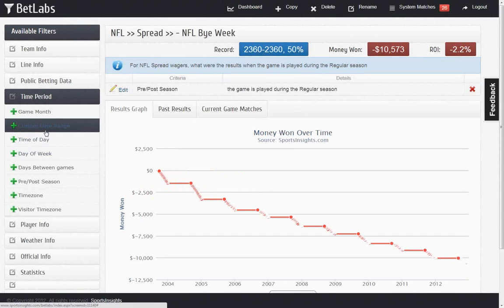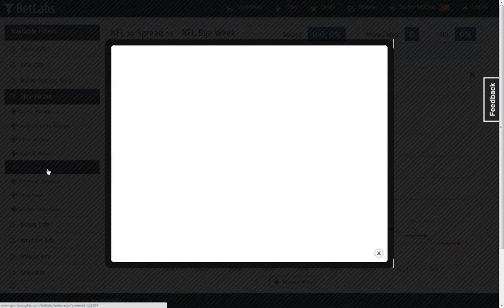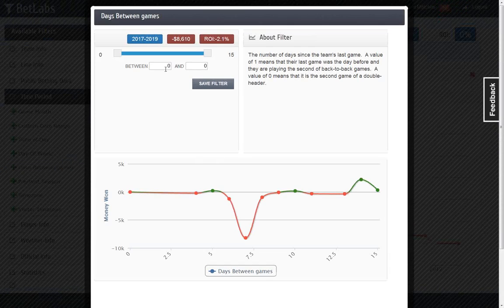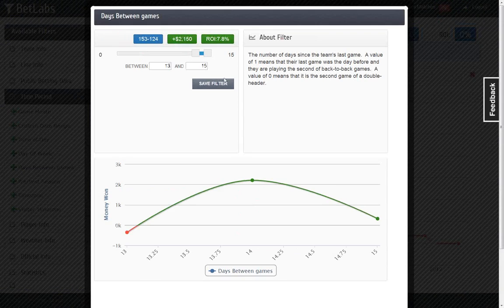Games. All right, so basically days between games. This is going to be the big filter for this one. So between 13 and 15 days between games is what we're looking at, and already we see something really nice there.